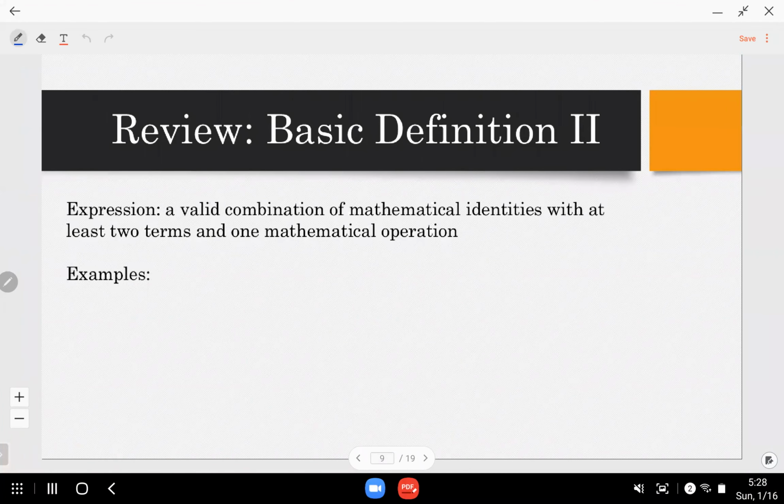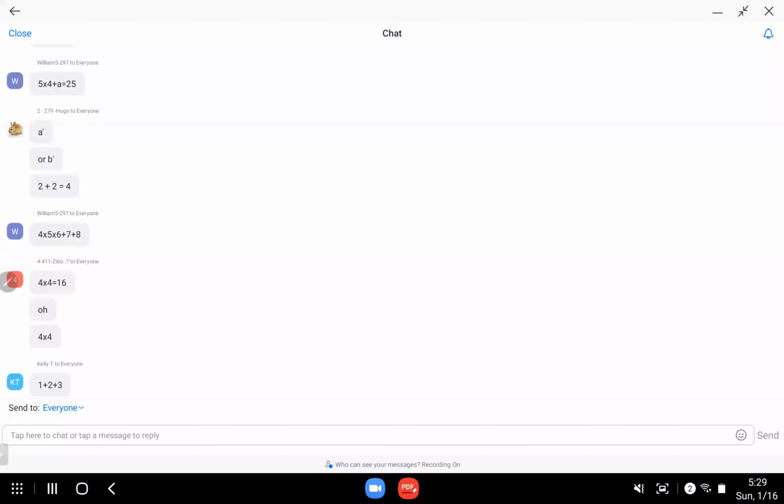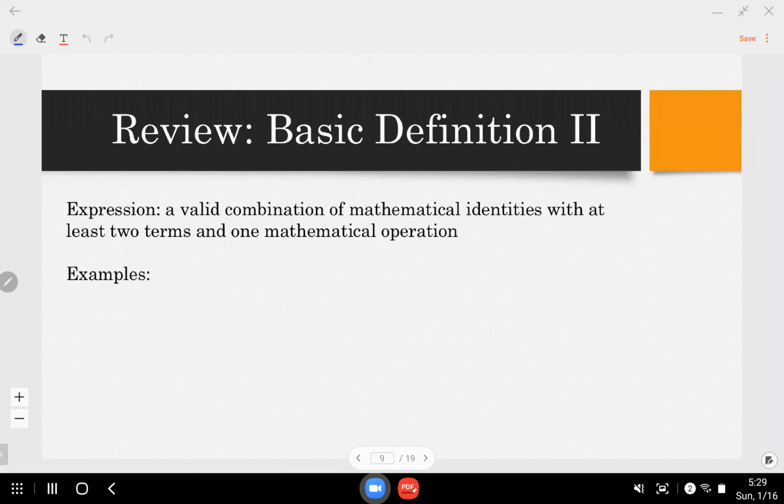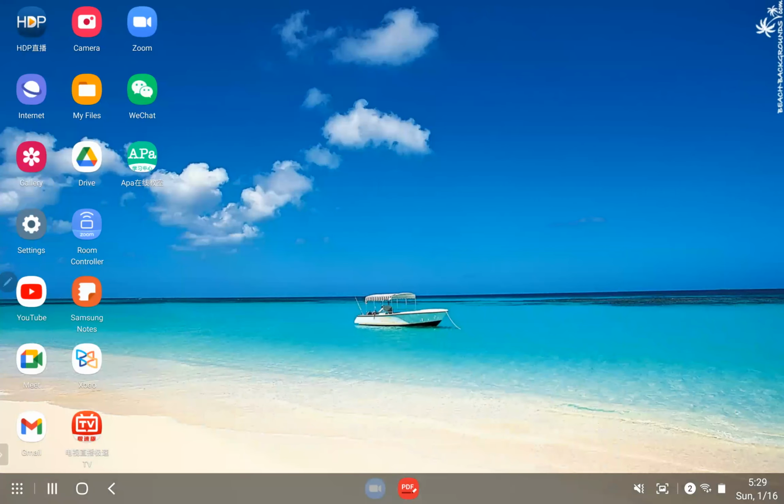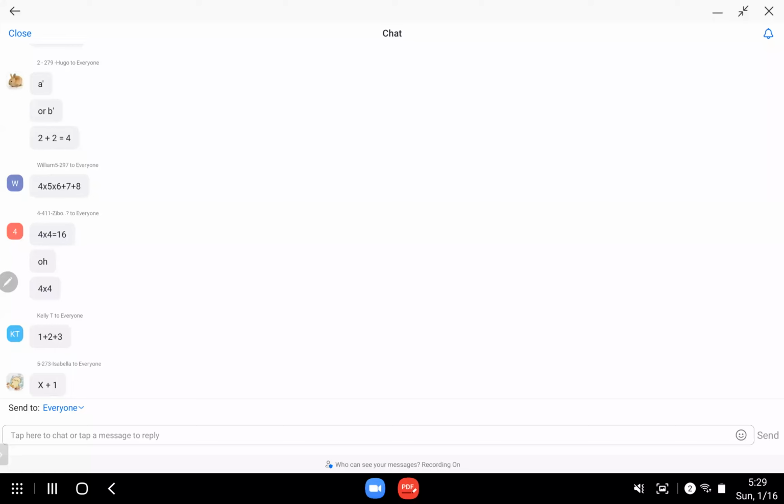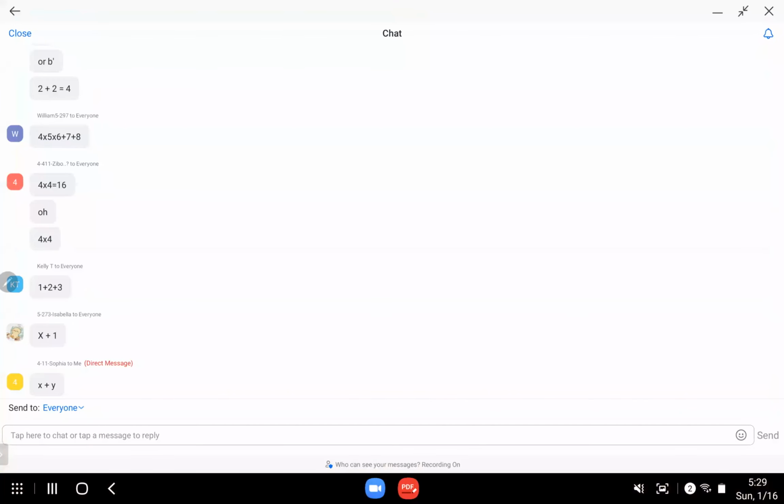Now, can anybody give me an example of an algebraic expression? Give me some examples of algebraic expressions to show that you know what they are. Algebraic expressions basically are the same thing, but with variables. Exactly. X plus 1. Let me use the example. X plus y. Yes, we have x plus y.